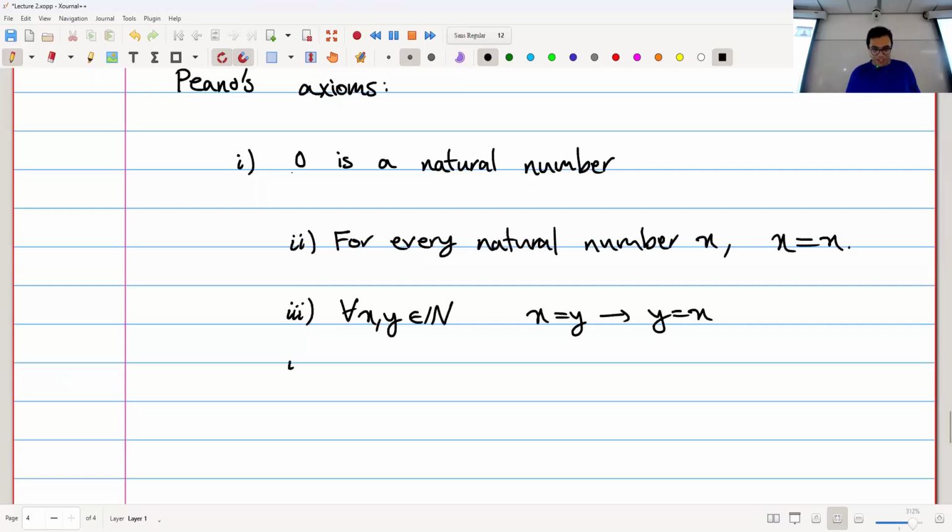The next one is that for every x, y, and z that are natural numbers, if x is equal to y and y is equal to z, then x is equal to z.